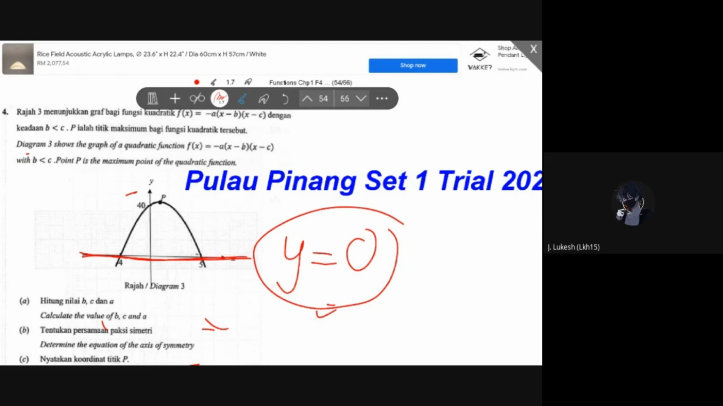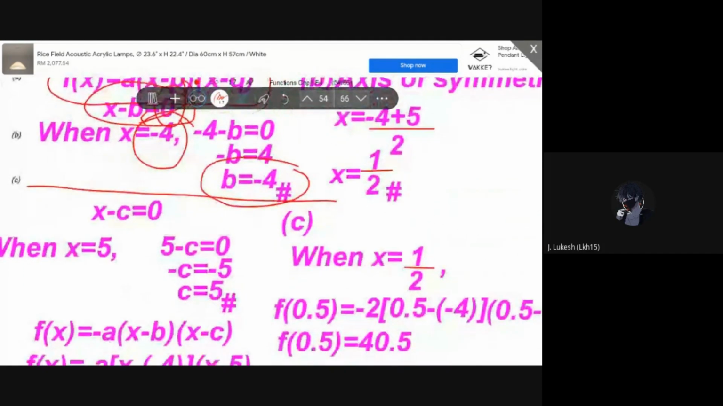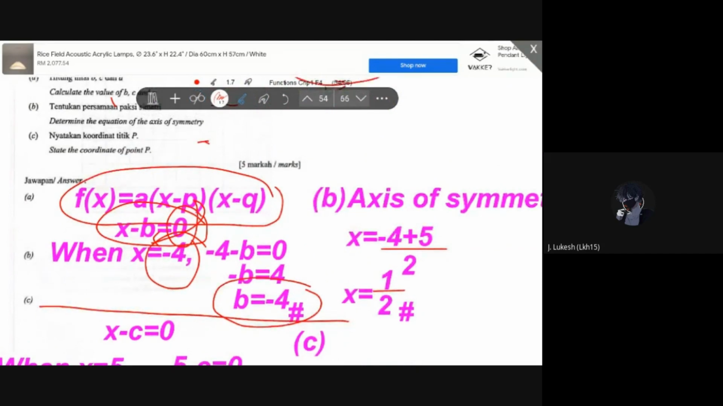That's why saya boleh buat anggapan kat sini. X minus B equals 0. Sebab sekarang kita nak cari koordinat X bila Y sama dengan kosong. Sebab sekarang titik X tu adalah pada paksi X. So that's why I put equals to 0. Sebab fx ni dah jadi kosong. So that's why I put equal 0. So boleh faham yang tu? Can understand that part?